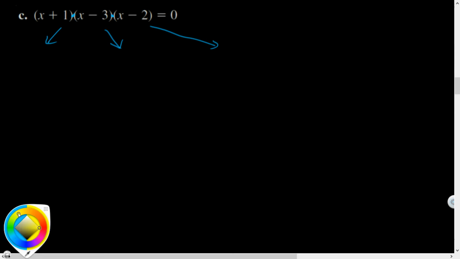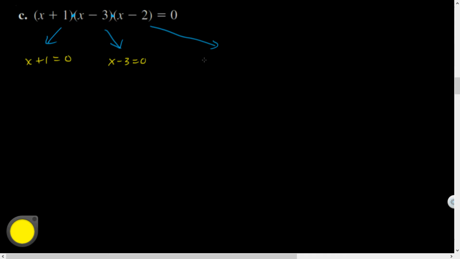One of them's got to be 0. One of them. So either x plus 1 was equal to 0, x minus 3 would have equaled 0, or x minus 2 was equal to 0. One of those equations has to be true.